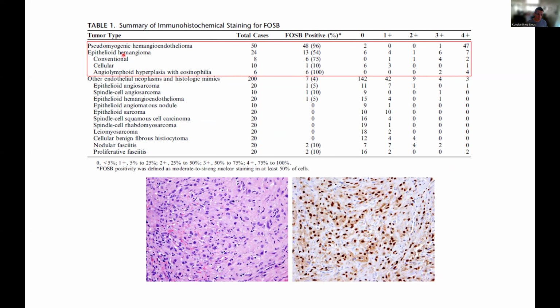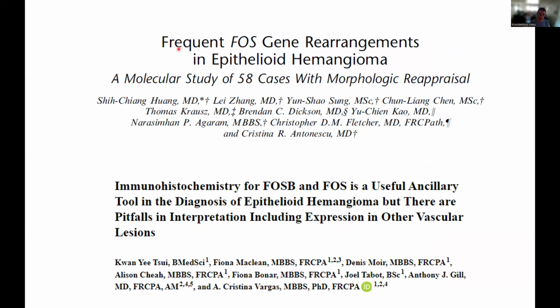And the other thing you should be aware of is in your differential, epithelioid hemangioma, that half of them were positive, because we now know that epithelioid hemangiomas can show FOS and FOSB rearrangement. So FOSB doesn't have perfect specificity, but I think in the appropriate clinical pathologic context, it's very helpful and may actually avoid doing molecular if it looks characteristic for pseudomyogenic hemangioendothelioma.